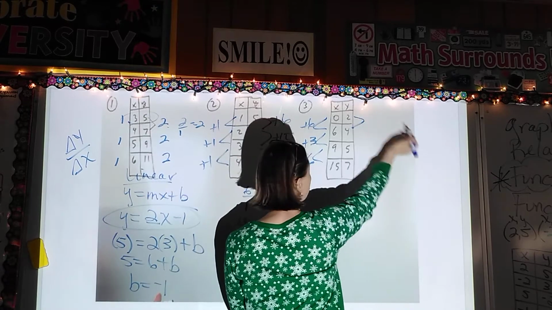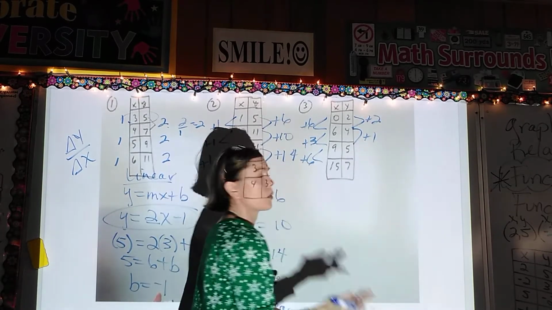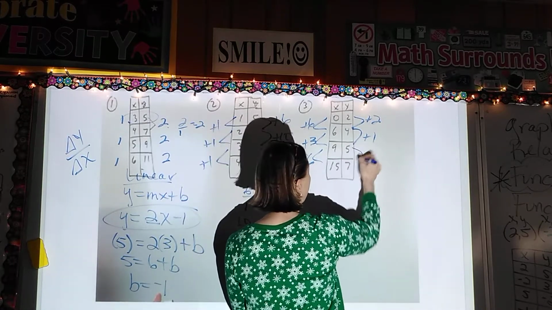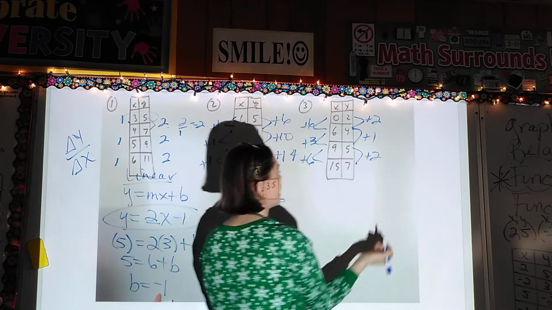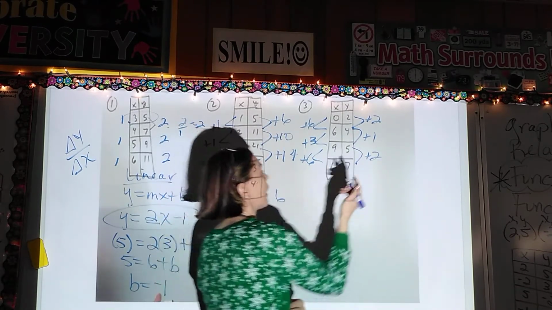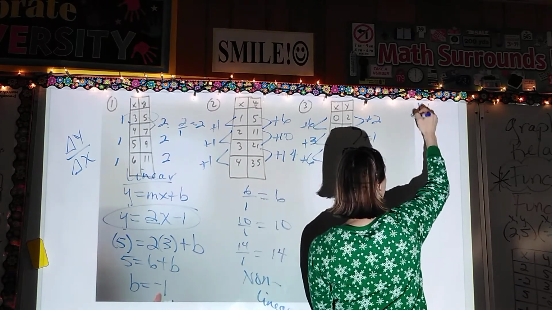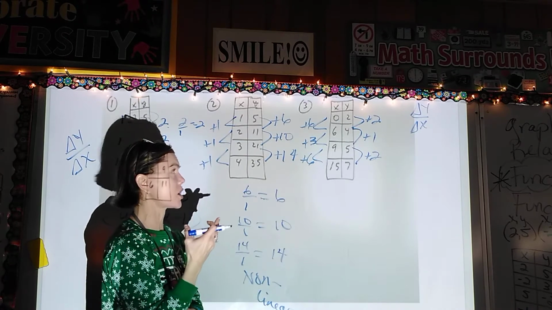Okay, and so from 2 to 4, we have a plus 2. From 4 to 5, we have a plus 1. Okay, well, this looks interesting. And then from 5 to 7, we have a plus 2. So let's, again, we're looking for delta y over delta x, the change in y over the change in x.